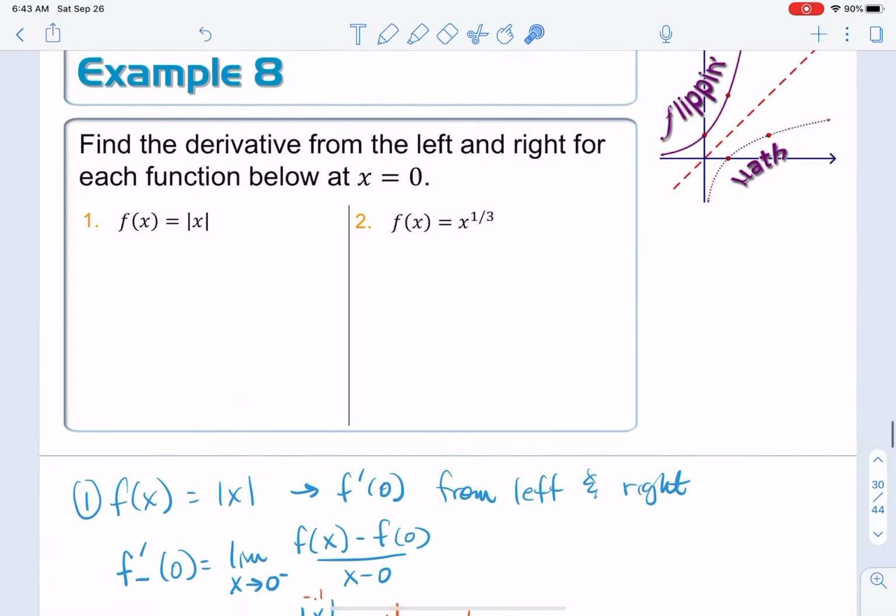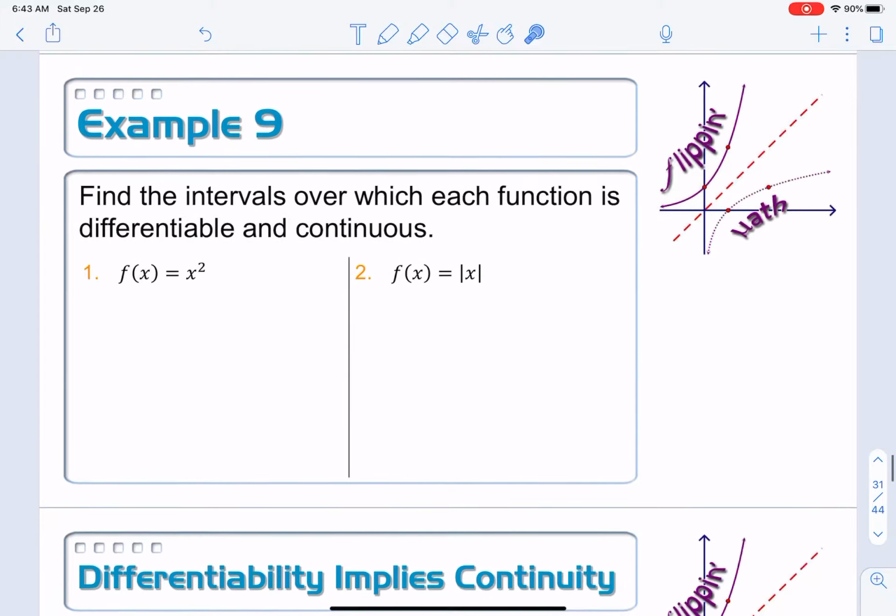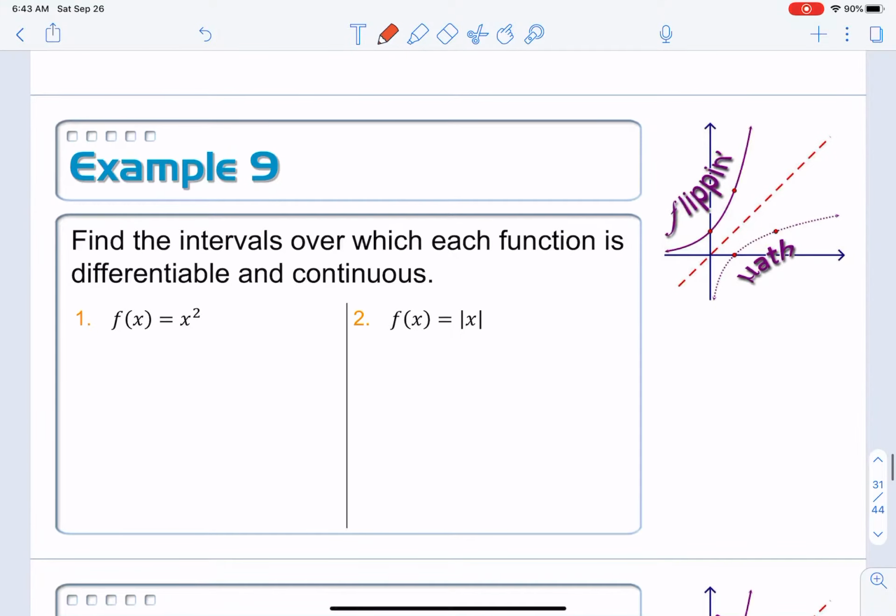For some reason, I don't know, maybe there's a reason. We'll see how this thing plays out.